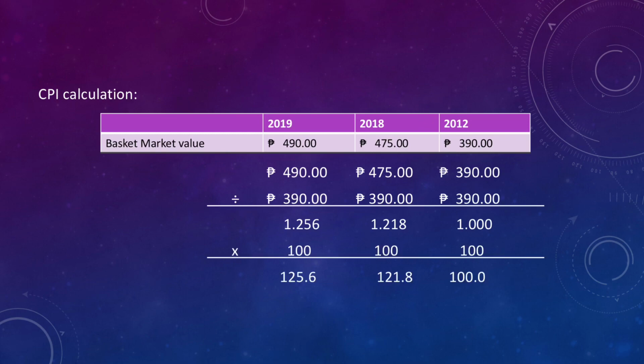After that, multiply the figures by 100. You have the following CPIs: 125.6 for 2019, 121.8 for 2018, and 100 for 2012. After arriving at the CPI, we are now going to calculate the consumer inflation rate.